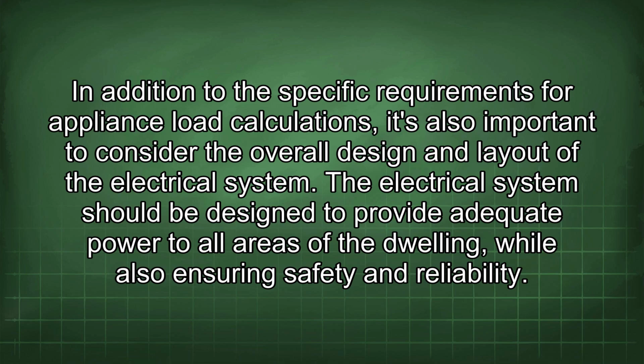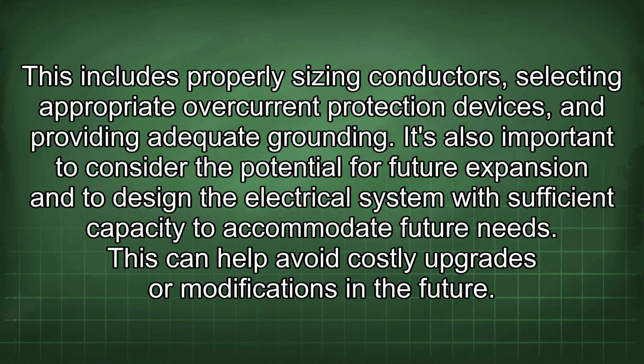In addition to the specific requirements for appliance load calculations, it's also important to consider the overall design and layout of the electrical system. The electrical system should be designed to provide adequate power to all areas of the dwelling, while also ensuring safety and reliability. This includes properly sizing conductors, selecting appropriate overcurrent protection devices, and providing adequate grounding. It's also important to consider the potential for future expansion and to design the electrical system with sufficient capacity to accommodate future needs. This can help avoid costly upgrades or modifications in the future.